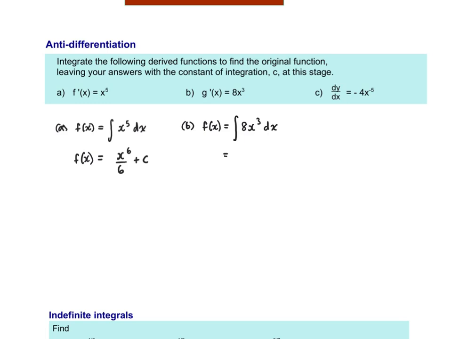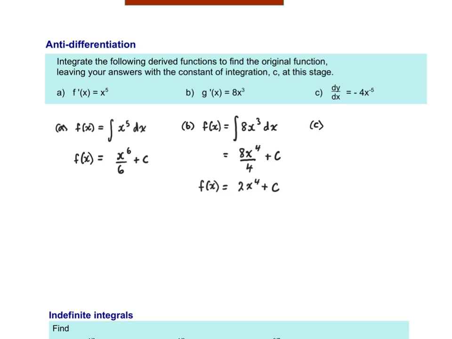Let's do that. So we've got our 8x. We are adding 1 to the power to make it 4, and then we're dividing it by the new power, which is dividing it by 4, and we need to remember to add the constant of integration c. And we can simplify that just to finish off that question to say that the original function is just 2x to the power of 4 plus c. And as I said, we'll look at later on in the topic how we figure out what c is.